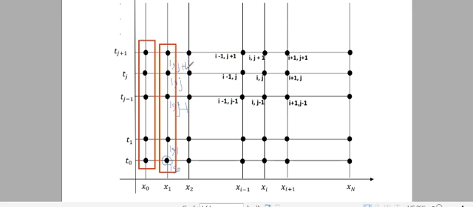What is constant for all of them at this column? The first index is constant or the second index is constant? For all of them, the first index is 1: 1 and 0, 1 and 1, 1 and j minus 1, 1 and j, 1 and j plus 1. For this column, the first index is constant.